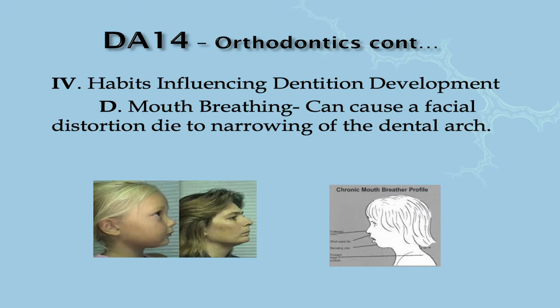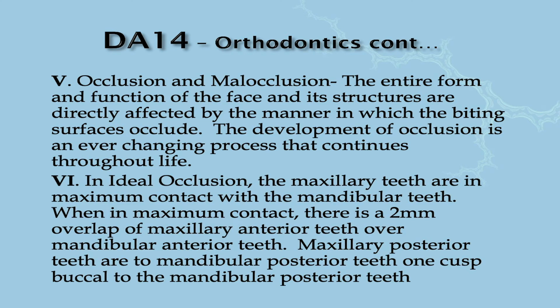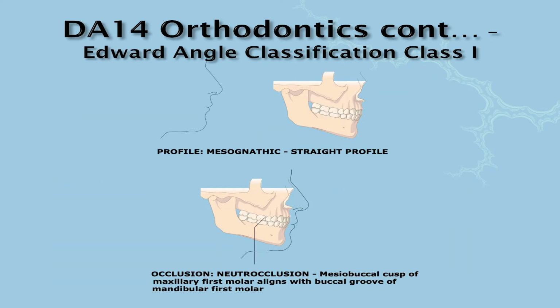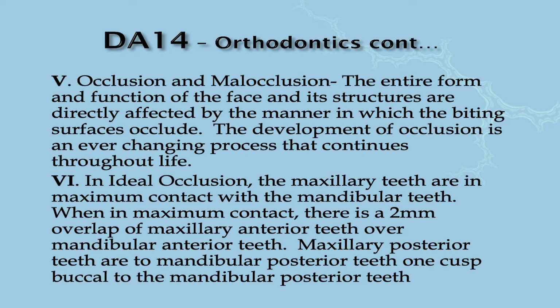And then mouth breathing is a big one. This can cause a facial distortion due to narrowing of the dental arches. So occlusion and malocclusion, the entire form and function of the face and its structures are directly affected by the manner in which the biting surfaces occlude. So the development of occlusion is an ever-changing process that continues throughout life.